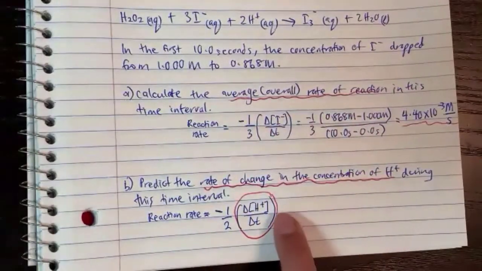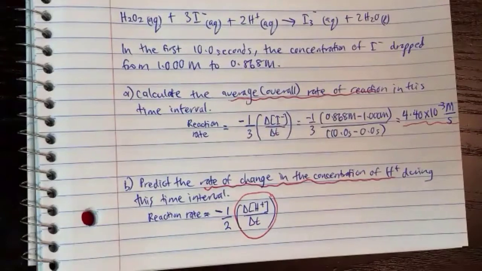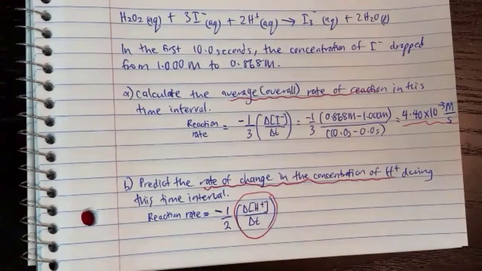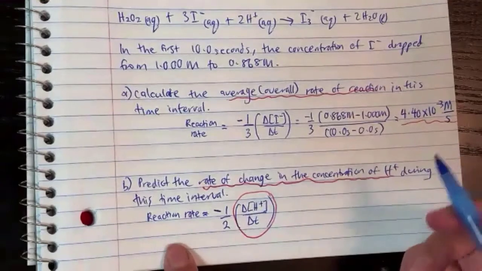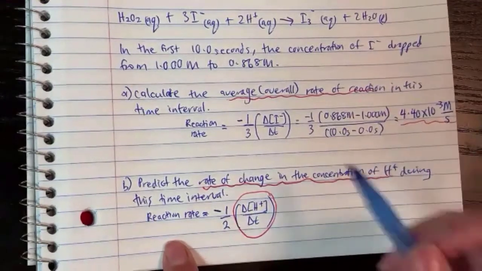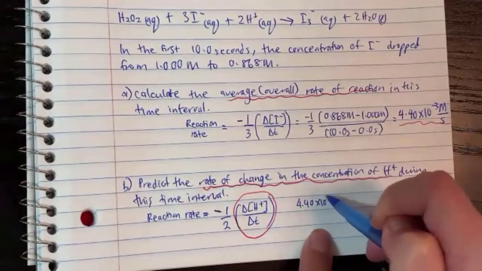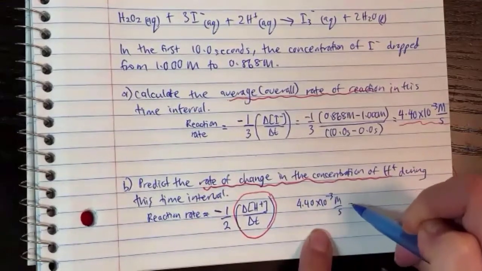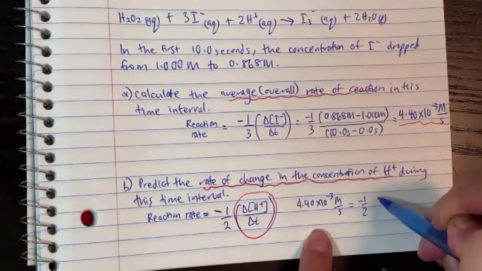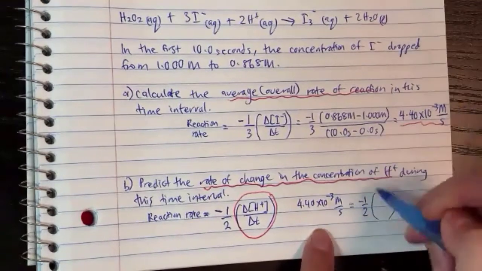That term is this in the formula, so there's no need to split them up. That's one number as an answer right there. Well, that makes our life pretty easy then, because we know the reaction rate, right? What was the reaction rate? It was this one. So 4.40 times 10 to the minus 3 molarity per second equals negative 1/2 times my answer, the big term.